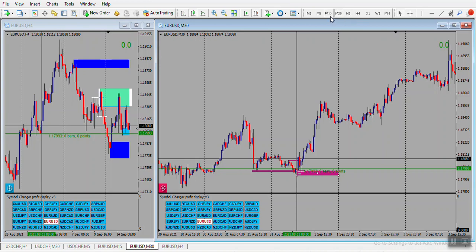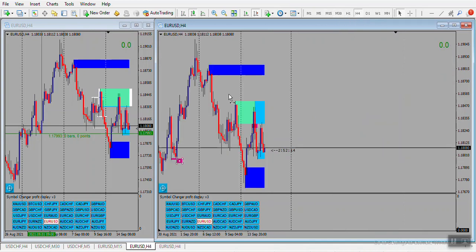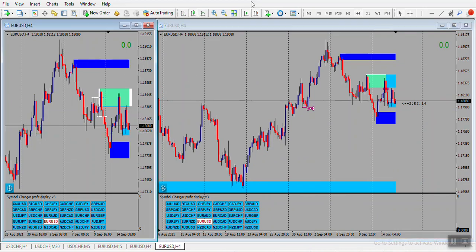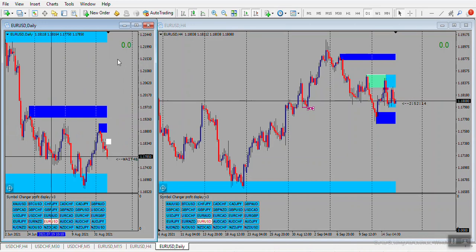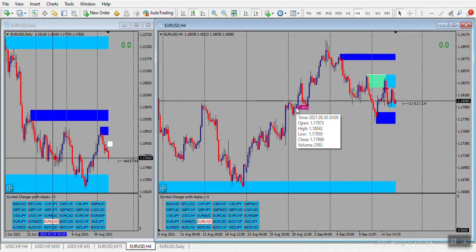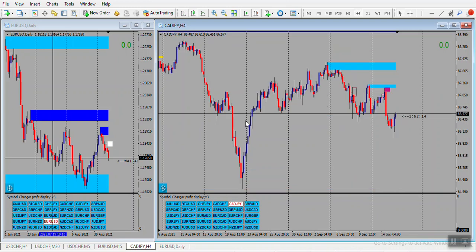The last example I'm going to use 4 hours. If you are going to be using 4 hours here, then you will be using daily time frame on this one as your confirmation. So let's look at here. CAD JPY. Yes, we have something here.